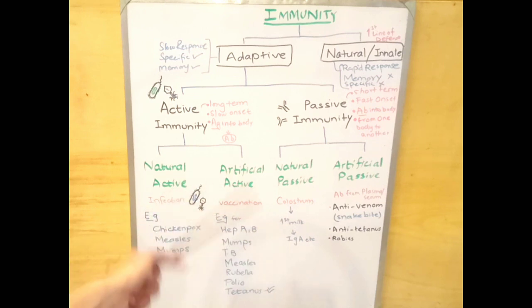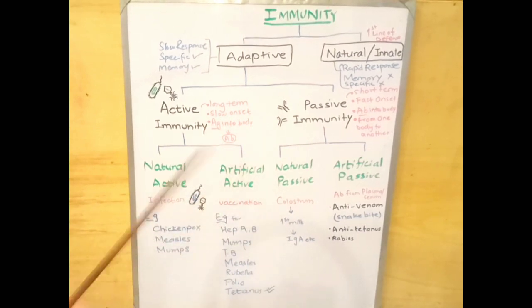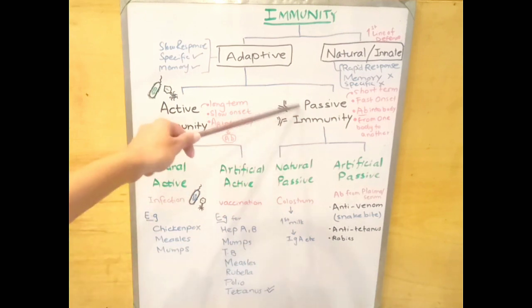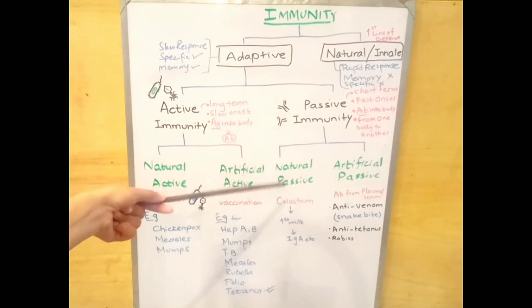Then we have the artificial active. In this case, we have vaccination. These vaccinations are live or killed attenuated vaccines, in which the antigens are introduced into our body and our body synthesizes the antibodies against them. The most common examples in this case are tetanus, polio, and the MMR vaccine, which covers measles, mumps, and rubella.